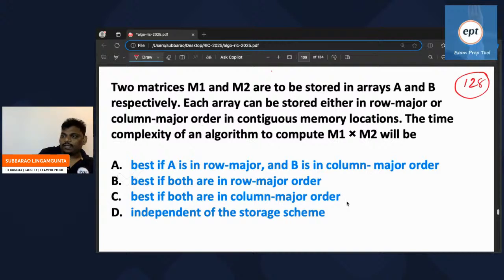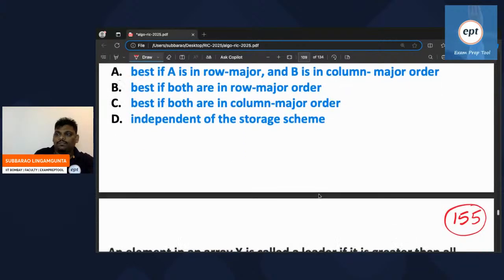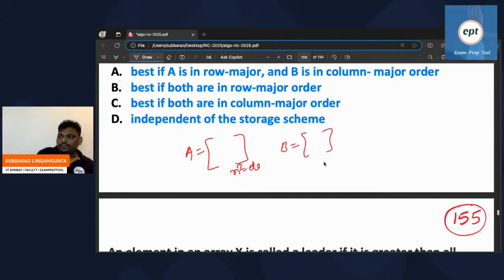I will try this one. This is the A matrix. Suppose it has n rows and n columns, so n square elements. This is the B matrix, also assumed to have n square elements. When you are multiplying, this row will multiply with this column, this row with this column, and so on. You know very well how it keeps going.